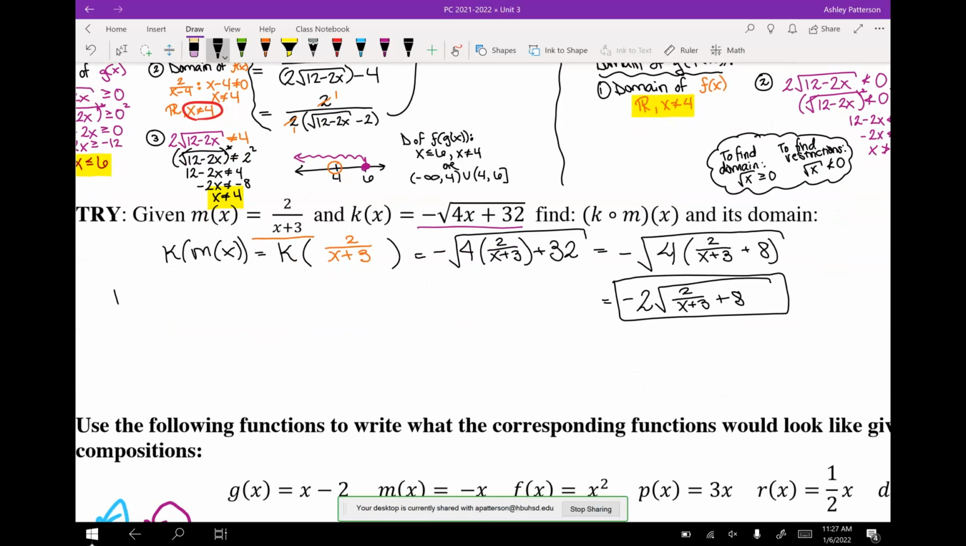Domain. For the domain of k of m of x. Here we go. First step, we need to find the domain of the inside function. So we're going to find the domain of m of x.